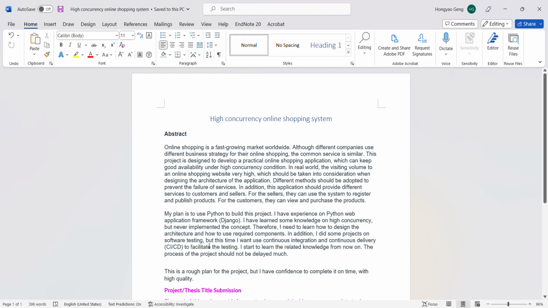This project is using Python as the language and Django as the framework. Since it's designed for the high concurrency scenario, other components are also used, such as Redis and message queue.